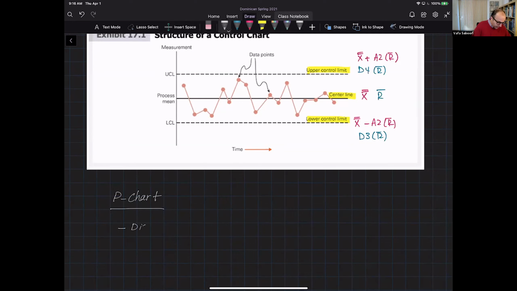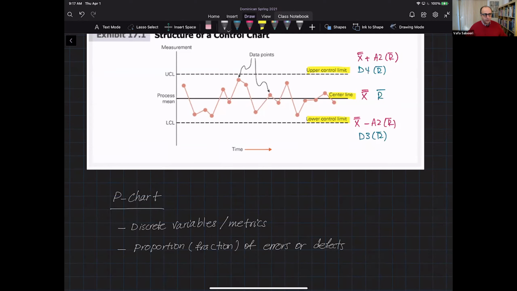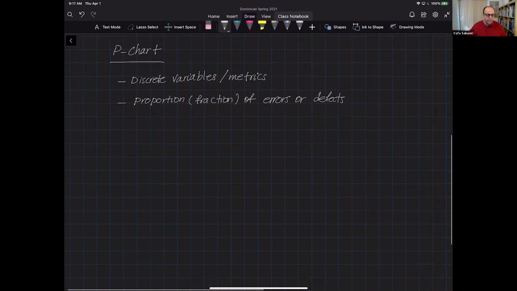A P chart, the first thing that we need to notice here is that this is for discrete variables or metrics. So basically when we count something, a P chart monitors the proportion of non-conforming items, proportion of error. Another name for it is fraction non-conforming or fraction defective. So P is for proportion, proportion or fraction of errors or defects. So we are monitoring the fraction or proportion of defects or errors. Let's see how it works.